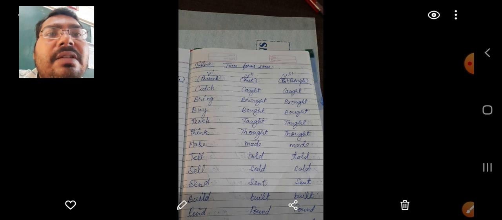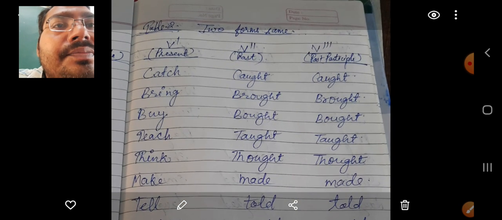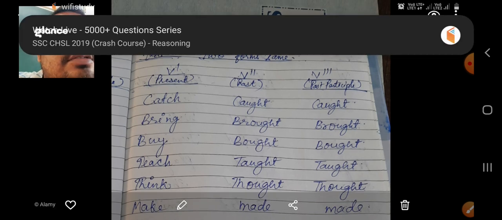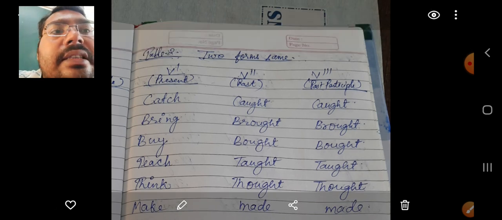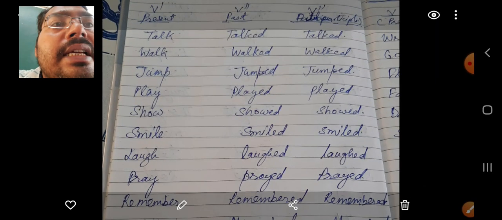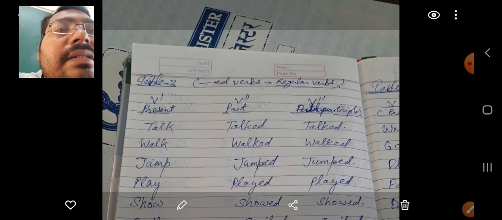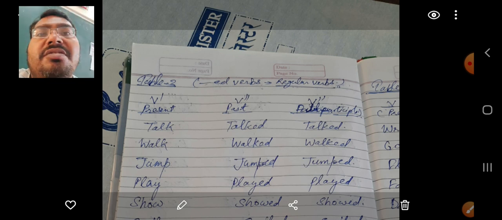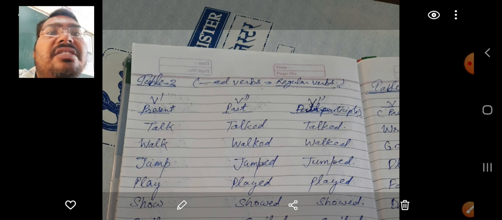The first table had all three forms the same. Now this is the second table. In this table, two forms are the same: second and third forms are the same. Okay, now comes our table number 3. This table number 3 is the easiest. It is the easiest.